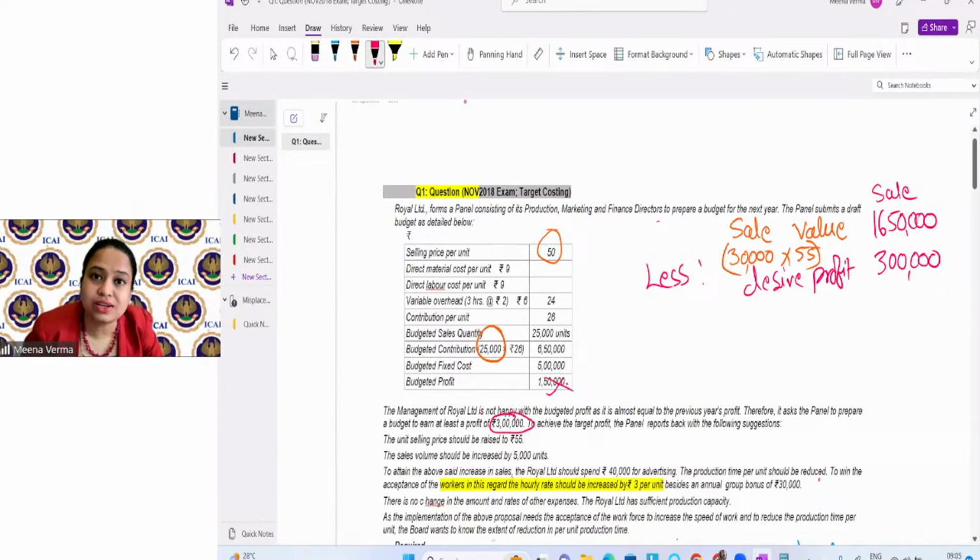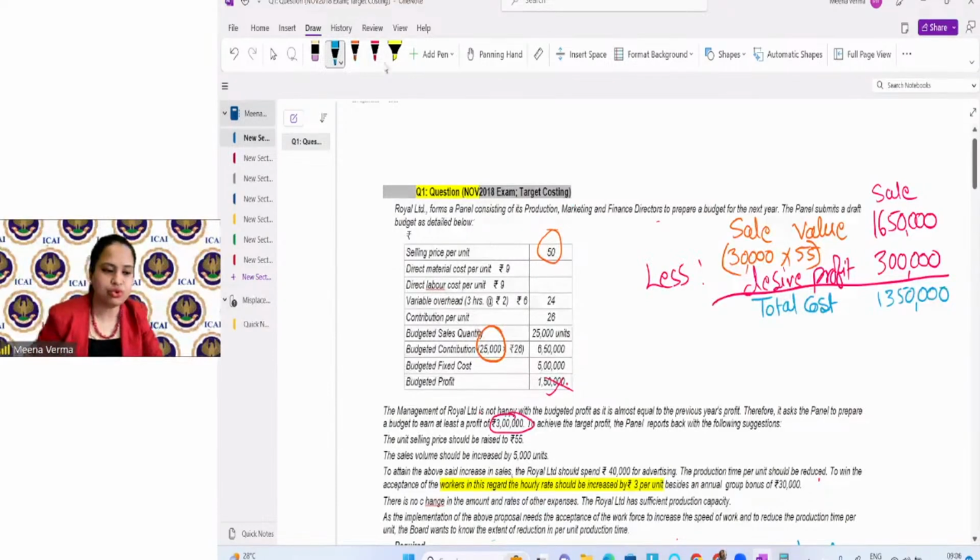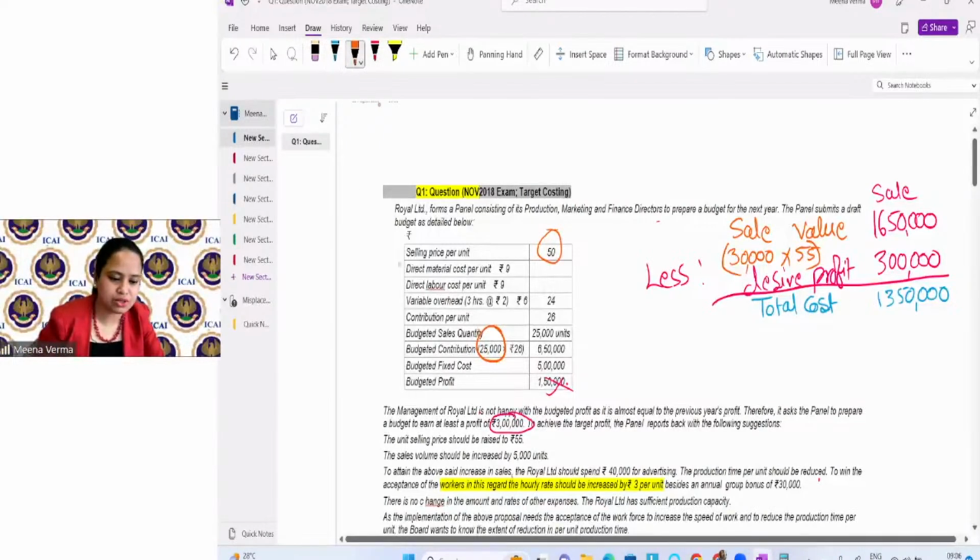See, we are doing here the reverse calculation actually. This will give you total cost, right? What is the total cost coming here? So 13,50,000 is the total cost coming here. अब देखो, out of this total cost, what is your material cost?